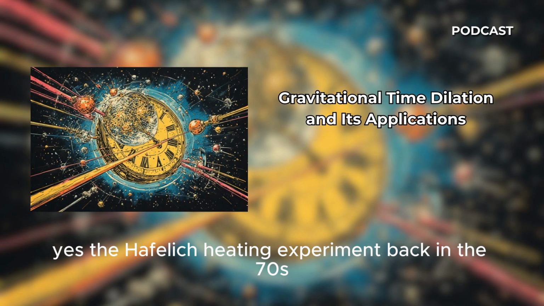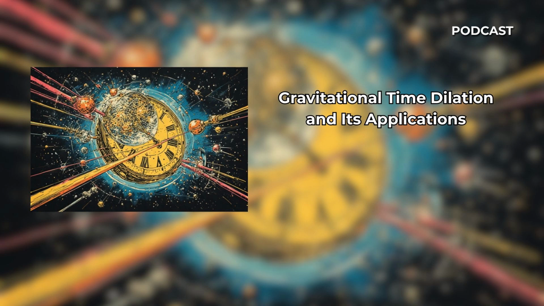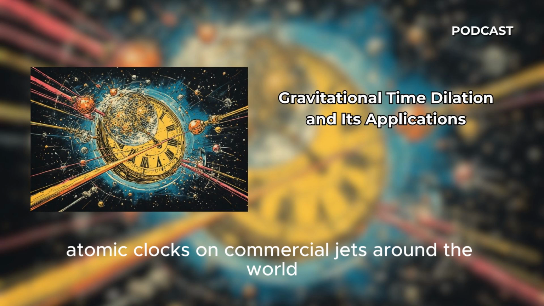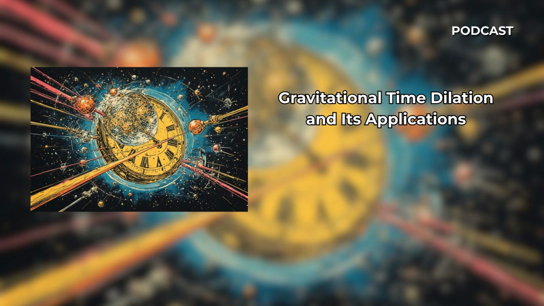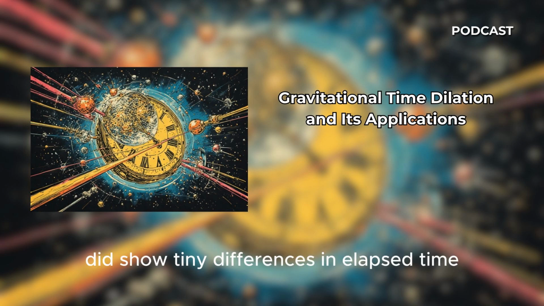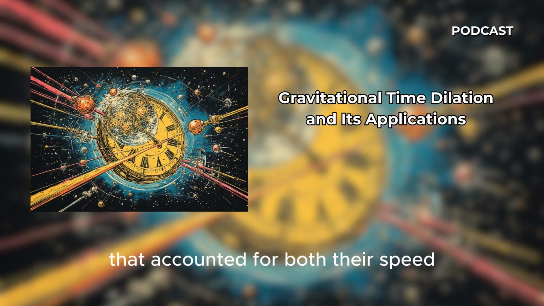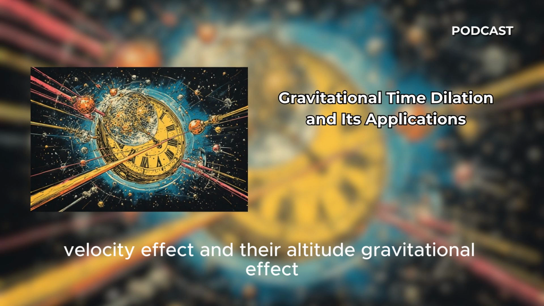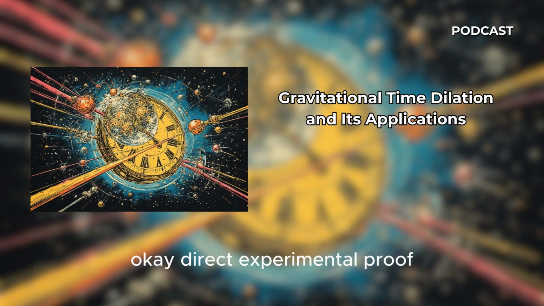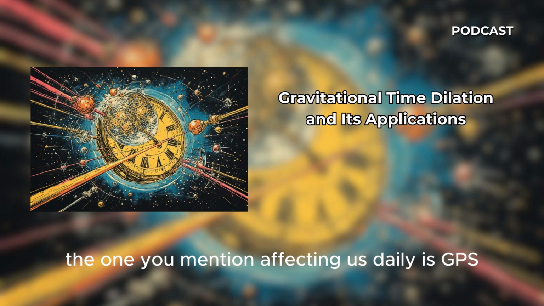And the atomic clock experiments. Yes, the Hafele-Keating experiment back in the 70s and more precise ones since. They flew atomic clocks on commercial jets around the world. And the clocks on the planes did show tiny differences in elapsed time compared to identical clocks left on the ground, matching the predictions that accounted for both their speed, velocity effect, and their altitude, gravitational effect. Okay, direct experimental proof. But the big one, the one you mentioned affecting us daily, is GPS.